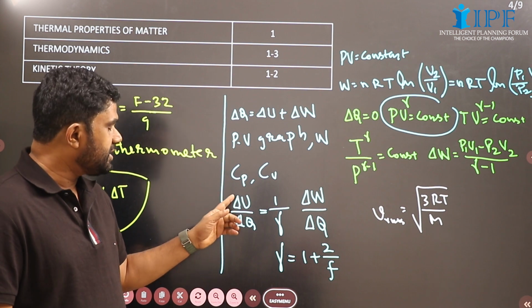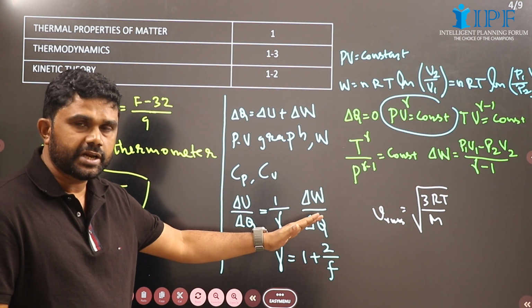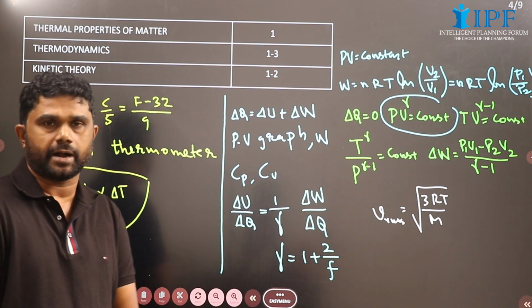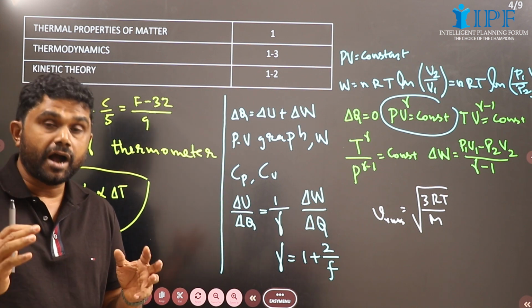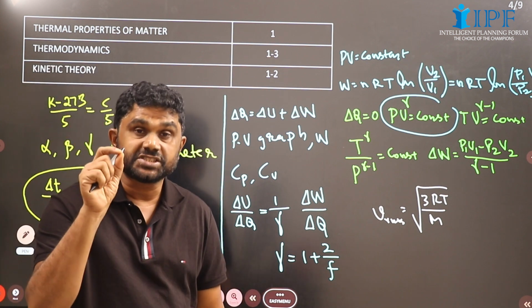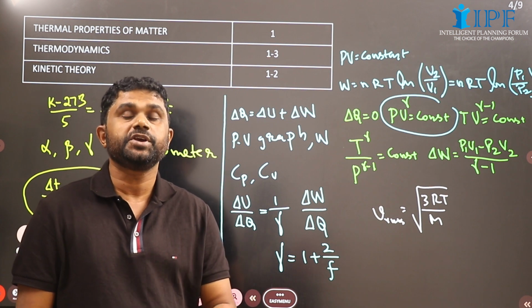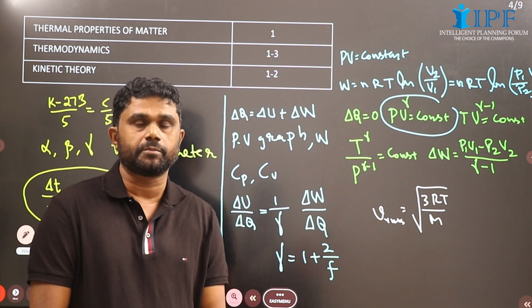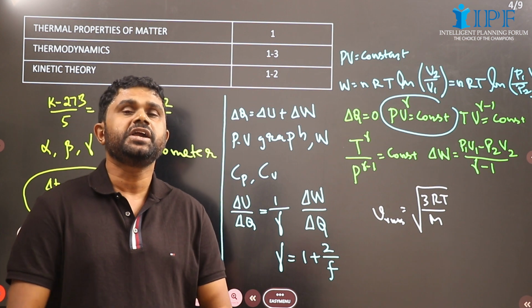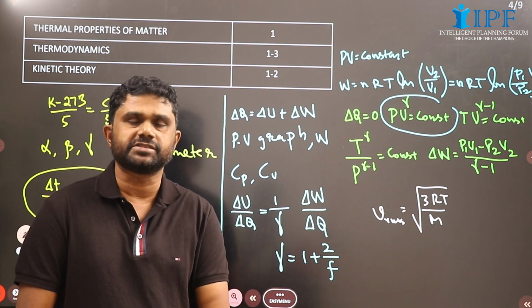Okay, now delta U by delta Q is 1 by gamma, then delta W by delta Q will be 1 minus 1 by gamma. Okay, now that gamma is given by 1 plus 2 by F, where F is the number of degrees of freedom. If you know the number of degrees of freedom, you can find anything about the gas very easily.